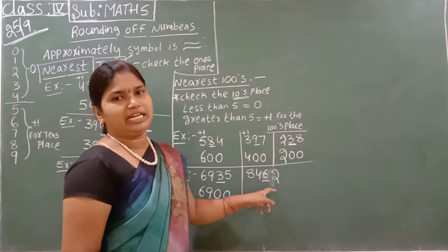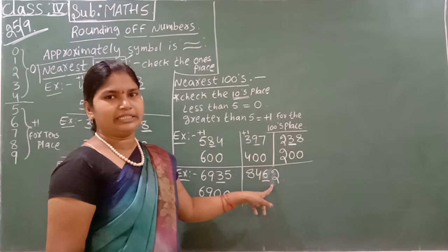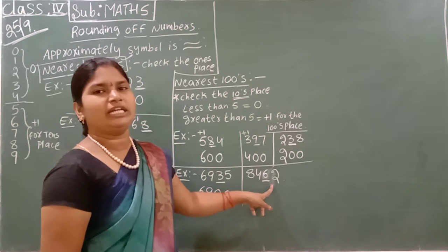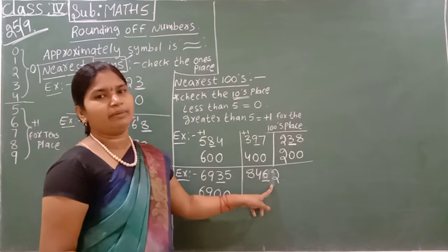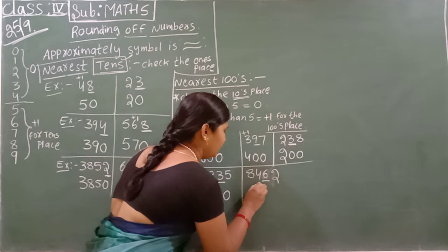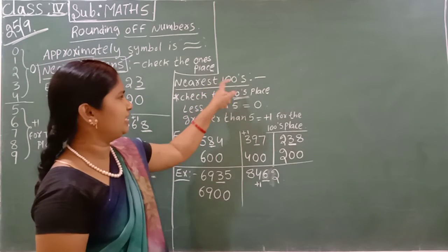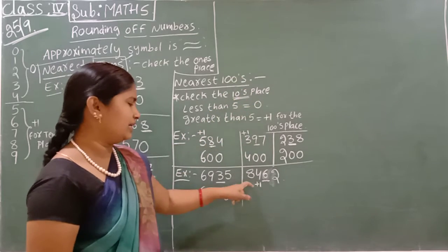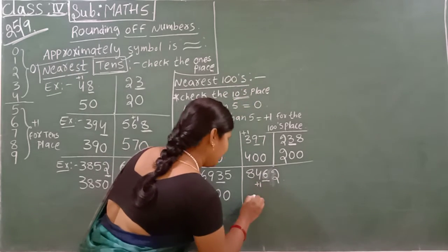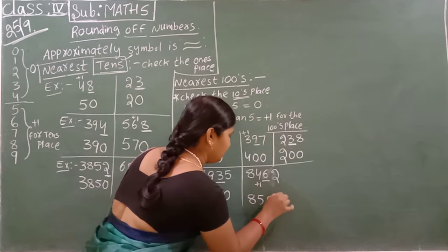8462. Here tens place 6 is there. Okay, 6 is here in the tens place. Compared to 5, it is big number or small number? Big number. So, add 1 for the hundreds place. Why? Because we are writing nearest hundreds place. So, what is the answer here? 4 plus 1, 5. Directly 2 zeros.